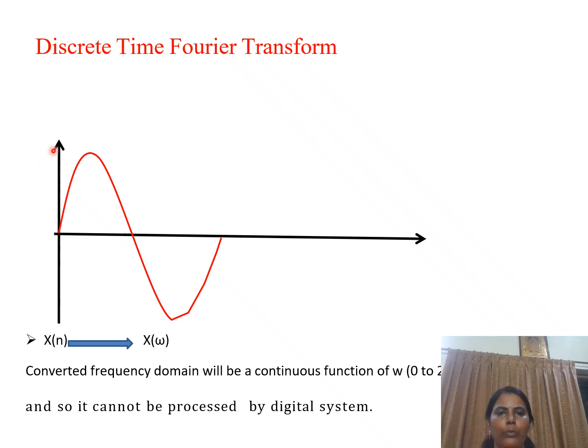Now we are going to discuss discrete time Fourier transform. As we discussed, Fourier transform can be applied for continuous time signal as well as discrete time signal. The Fourier transform for continuous time signal is referred to as continuous time Fourier transform. Similarly, the Fourier transform applied for discrete time signal is referred to as discrete time Fourier transform.